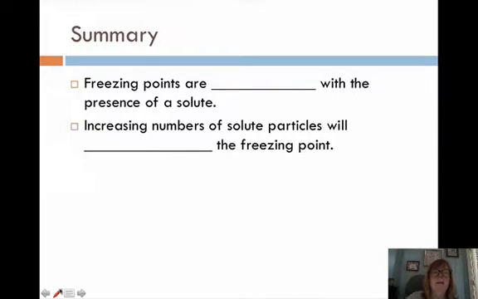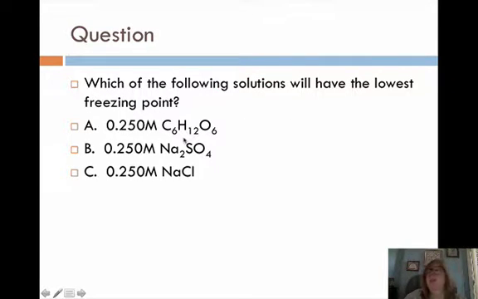All right, well, let's go ahead and summarize. Freezing points are decreased with the presence of a solute, and just like with boiling points and with vapor pressure, if you add more particles, it will decrease the freezing point even more. All right, so here's some qualitative questions. Which will have the lowest freezing point? They all have the same concentration, so now we're looking for which one separates into the most number of particles.